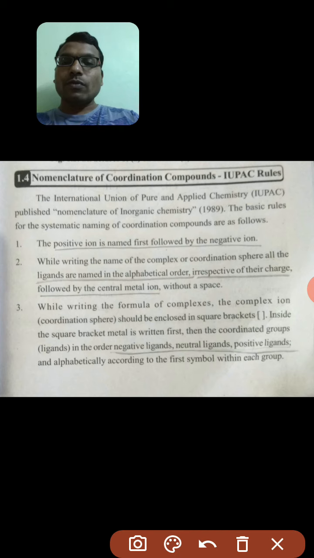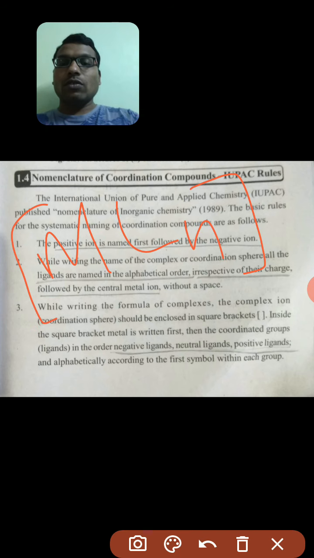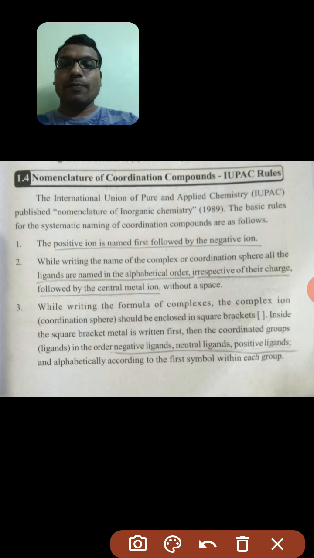Suppose I am writing like this. Suppose this is MLn, a coordination compound. First we should write the ligand name. After writing the ligand name, you write the metal name. So this is the second rule. Next we'll go for the third rule. Before that, we'll discuss the third rule later. Next we'll go for another point.